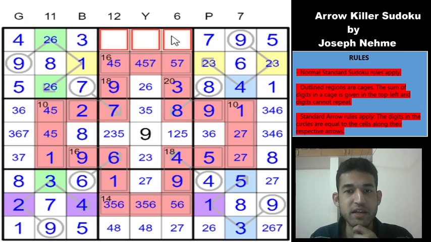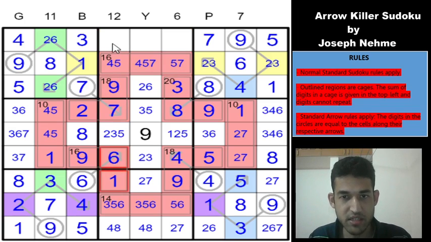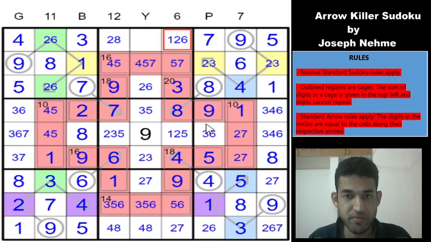So remaining digits here are 1, 2, 6, 8, 3, 4, 5, 7, 9. So 1, 2, 6, 8, 1 and 6 here. So this is 2, 8. This is not an 8. This is 1, 2 and 6.